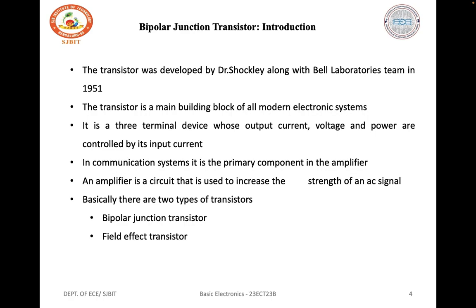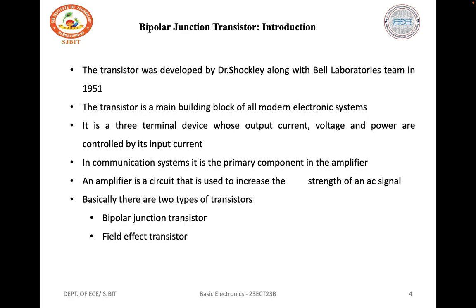So coming to the bipolar junction transistor. This bipolar junction transistor has 3 layers of semiconductor material. This transistor was developed by Dr. Shockley along with the Bell Laboratories team in 1951. The transistor is the main building block of all modern electronic systems. It's a three-terminal device whose output current, voltage, and power are controlled by its input current.